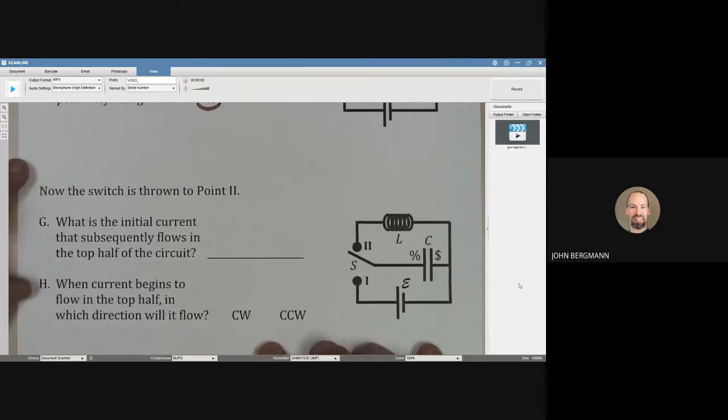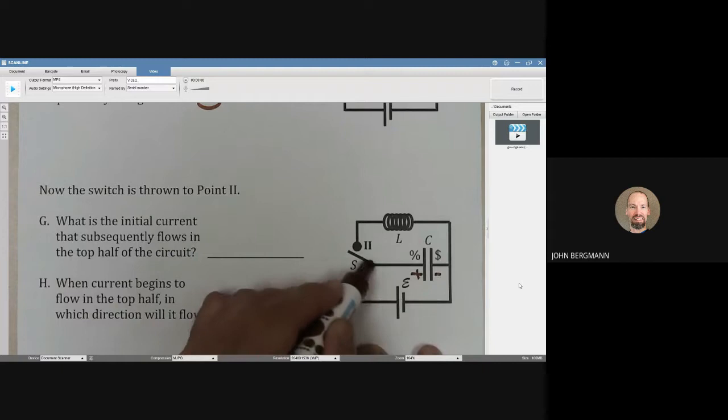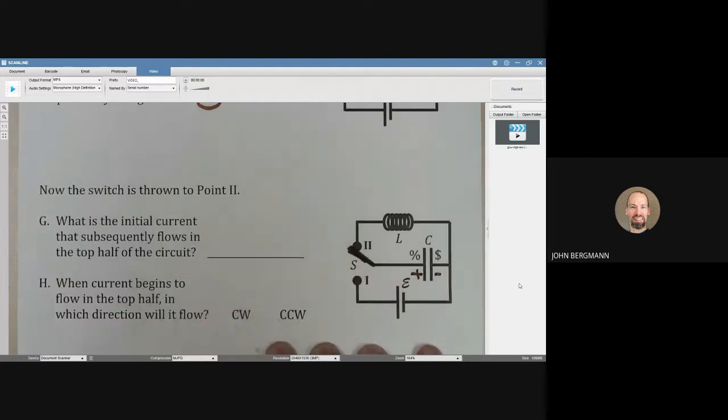Now the switch is thrown to 0.2. So remember, this is a positively charged plate. This is a negatively charged plate. Now we're going to flip the switch here to 0.2. What's the initial current that subsequently flows in the top half of the circuit?